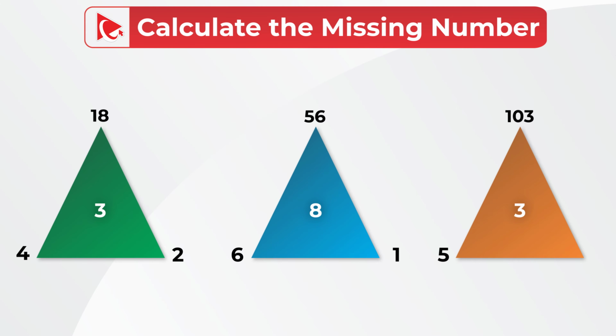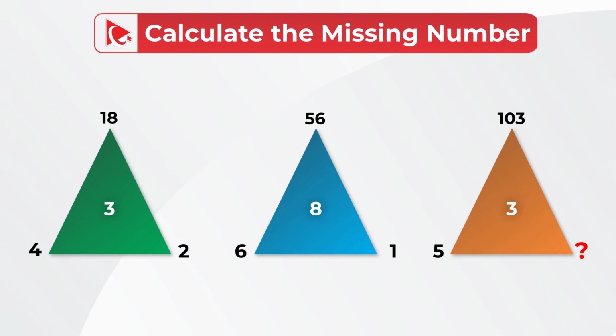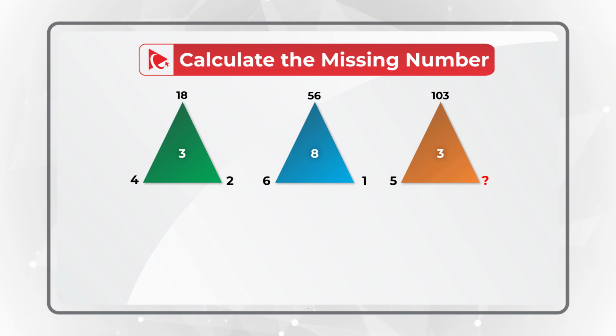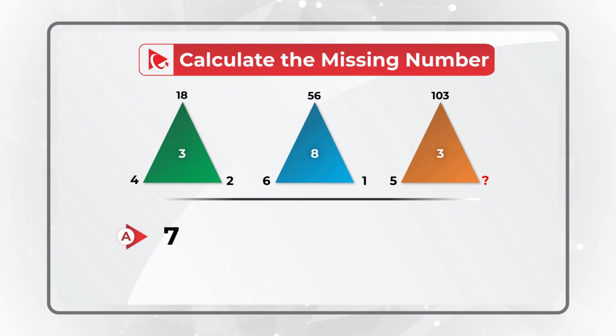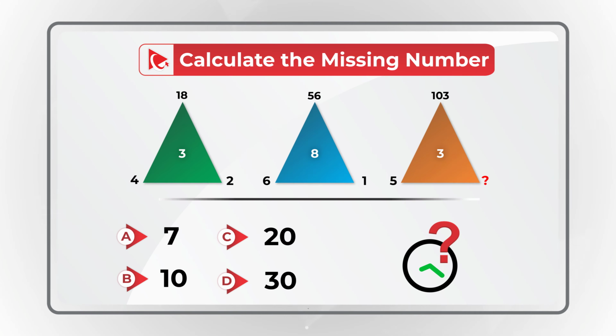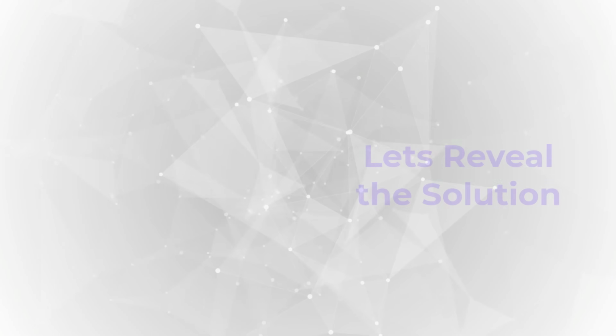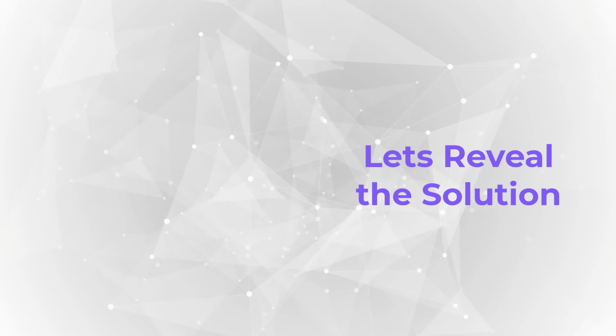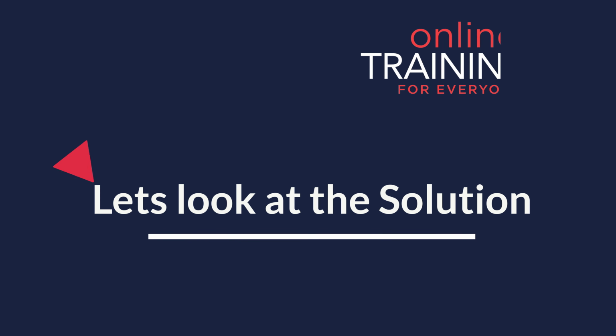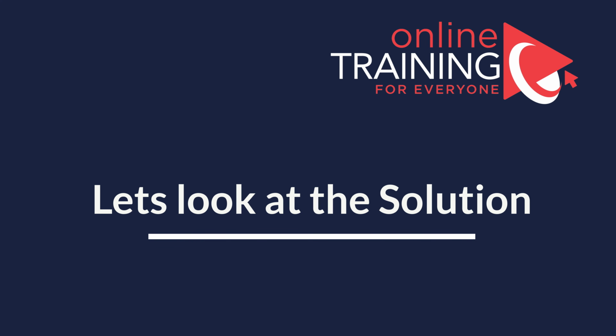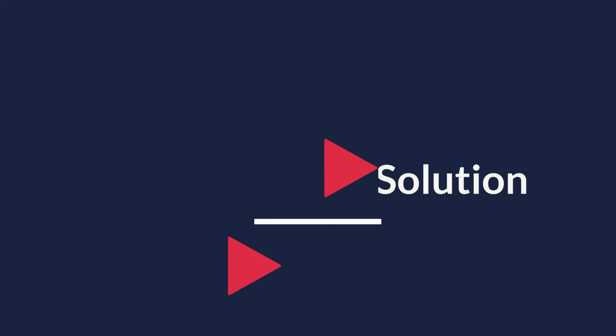In the upper right corner of the third triangle, you have a missing number, which you need to calculate out of 4 different choices. Choices A, 7, choice B, 10, choice C, 20, and choice D, 30. Do you see the answer? The solution is very obvious, but I would like you to try to get to it on your own. Ready or not, I'm moving forward to reveal you the solution. If you have any suggestions how to solve these types of challenges faster, please share in comments.